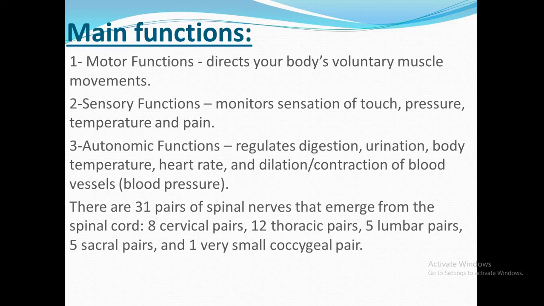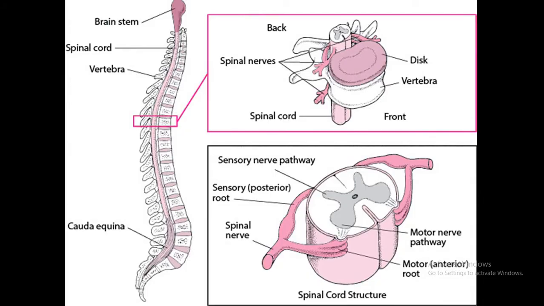There are 31 pairs of spinal nerves that emerge from the spinal cord: 8 cervical pairs, 12 thoracic pairs, 5 lumbar pairs, 5 sacral pairs, and 1 very small coccygeal pair. In this picture, we can see the spinal cord, which starts from the brainstem and ends at the coccygeal.